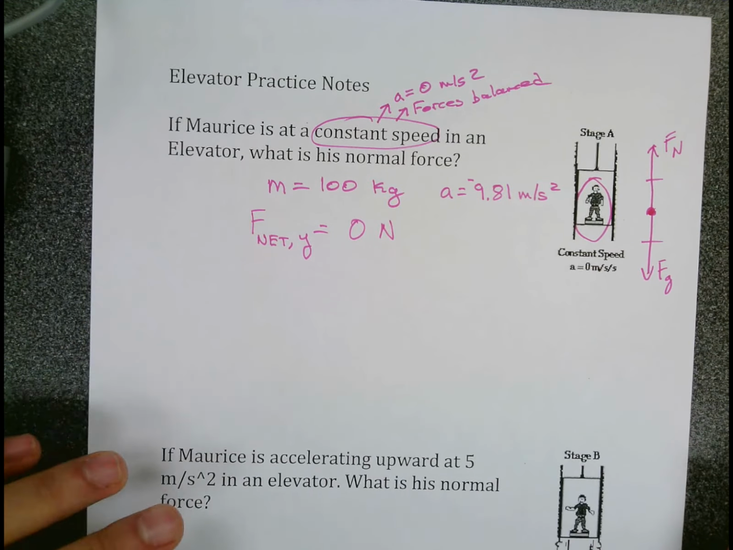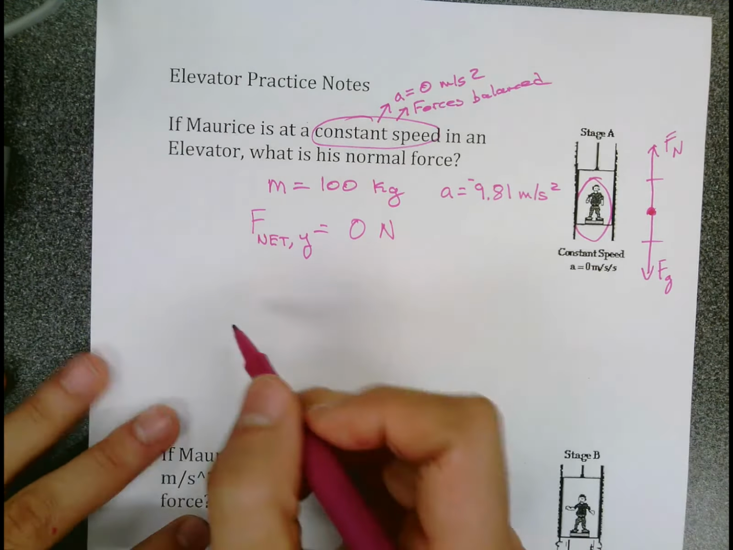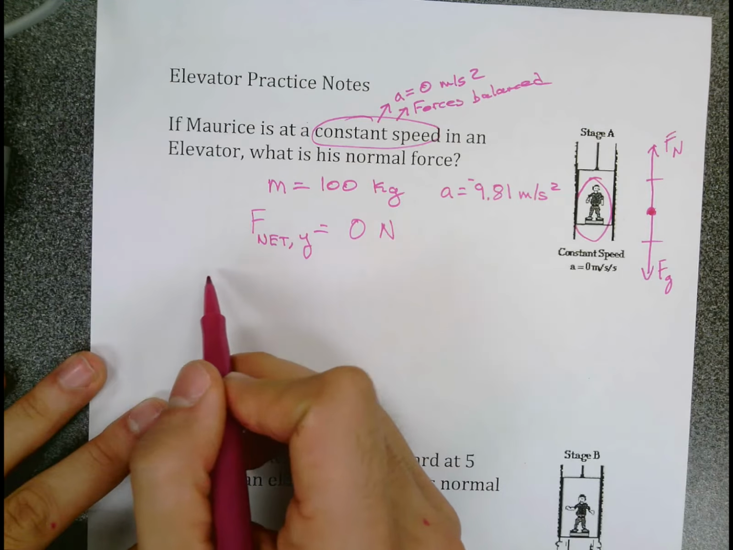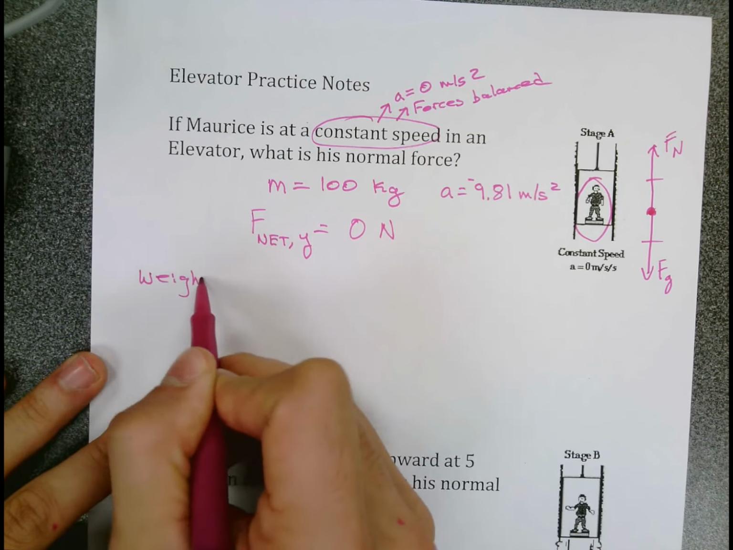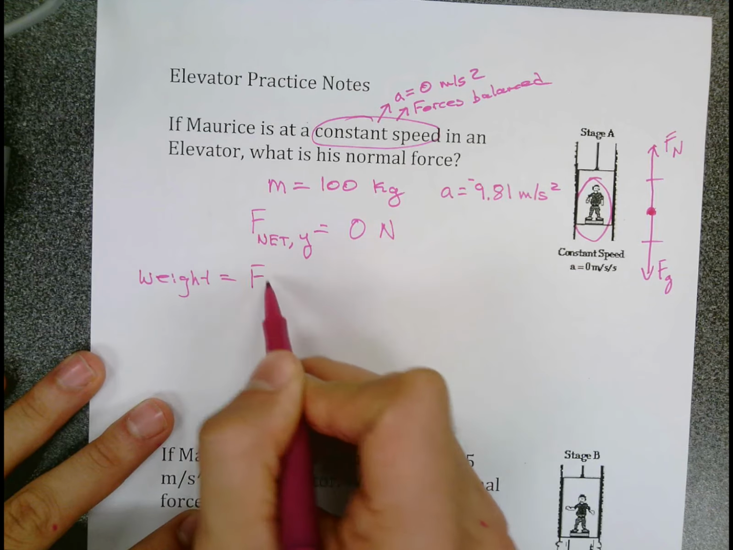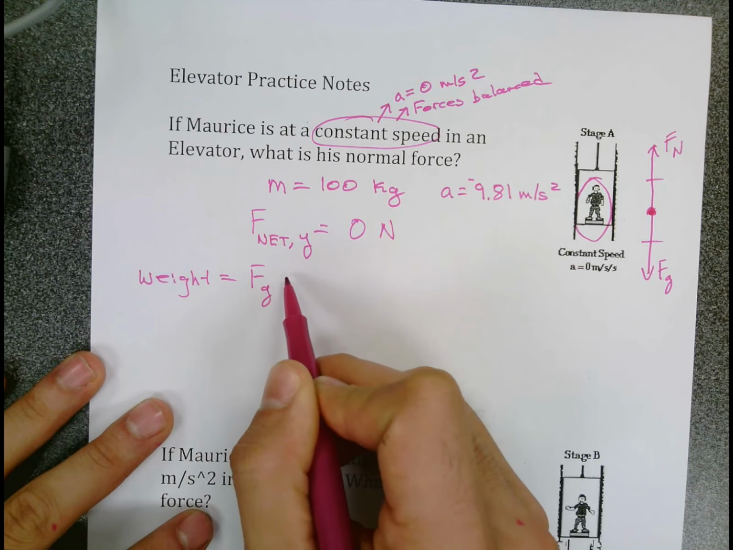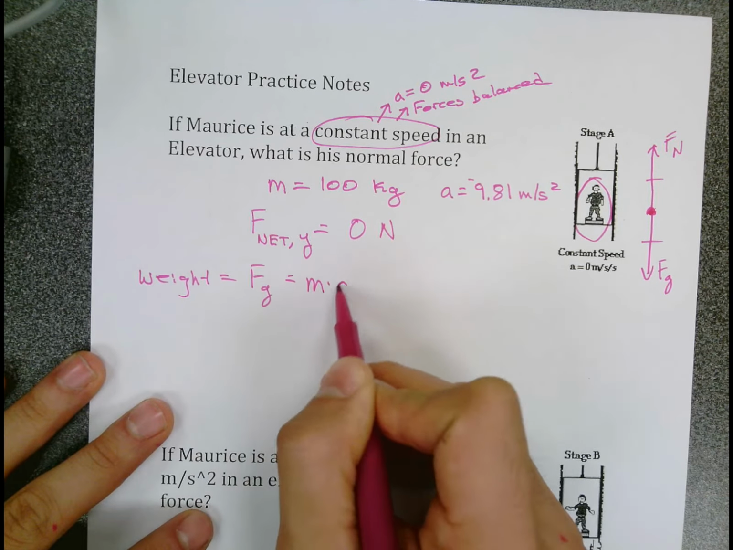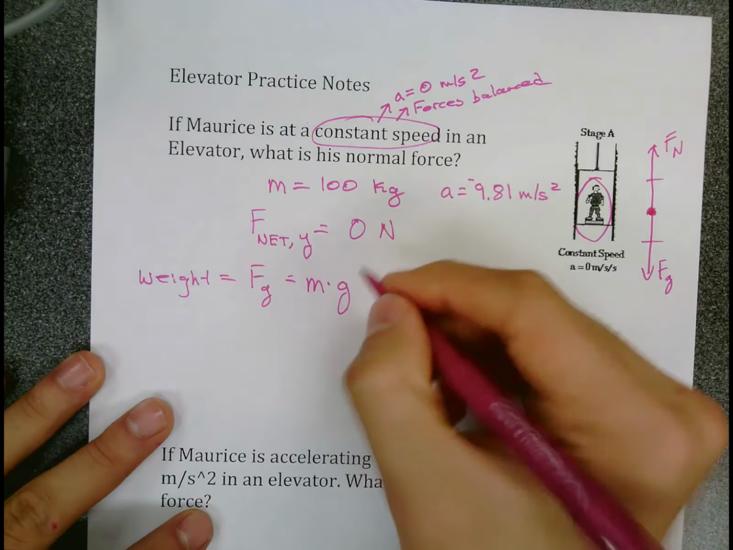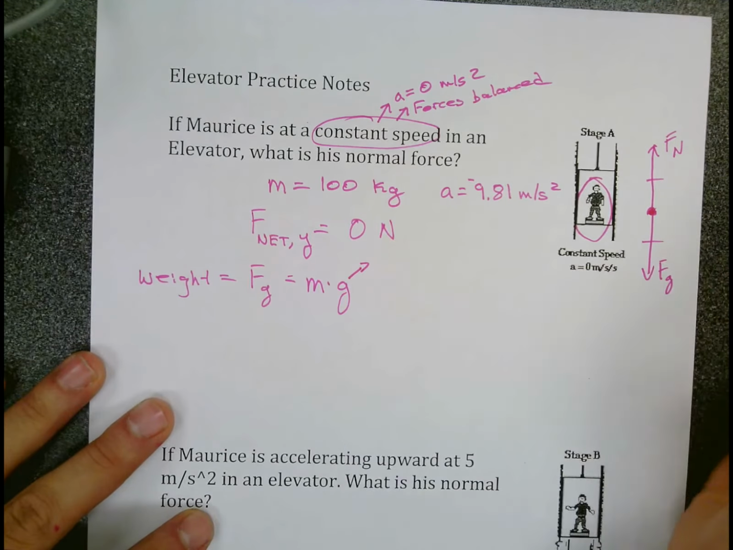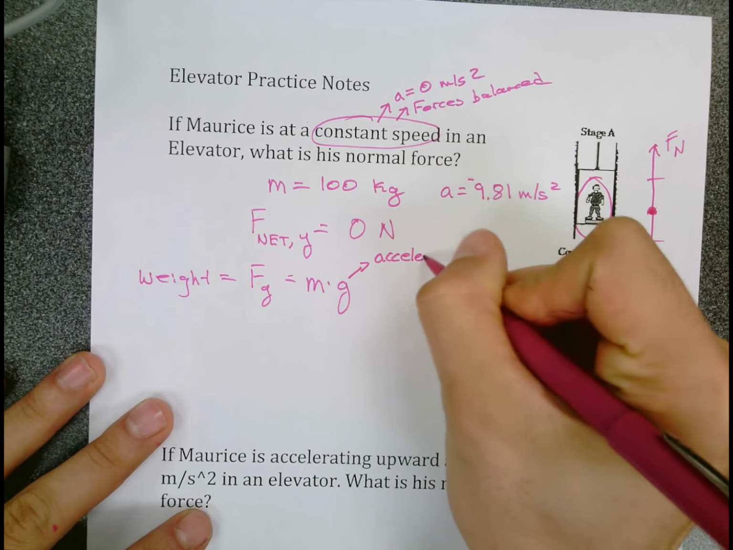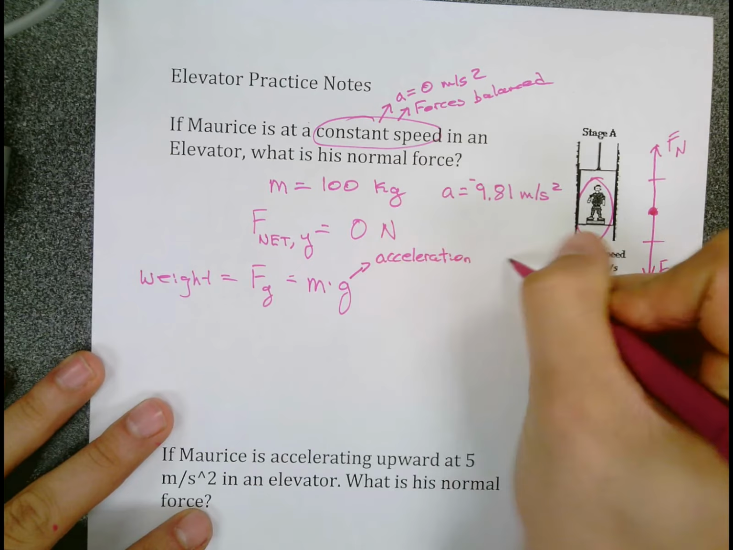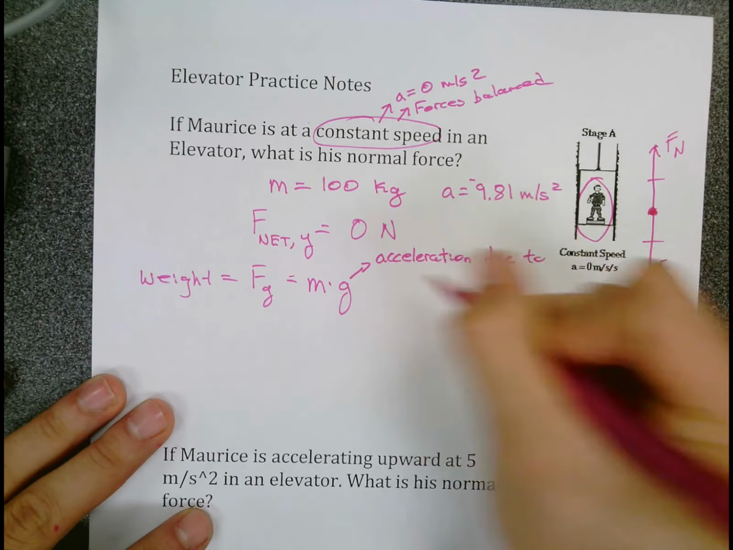We're actually going to use two equations for this case. One is Maurice's weight is equal to F of g, which is also equal to m times g. This g should not be mistaken for grams. This g stands for the acceleration due to Earth's gravity.